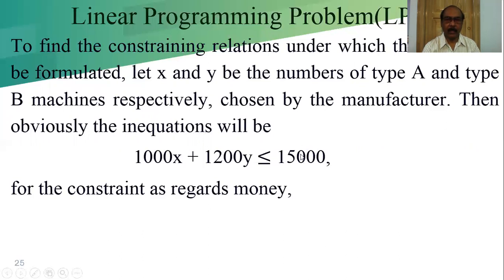This is called the money constraint. So what is the purchase cost of machine type A? It is 1000 and machine type B is 1200. So 1000x plus 1200y is obviously less than or equal to 15,000 because we have the limitation of money of 15,000. So this is known as our money constraint.